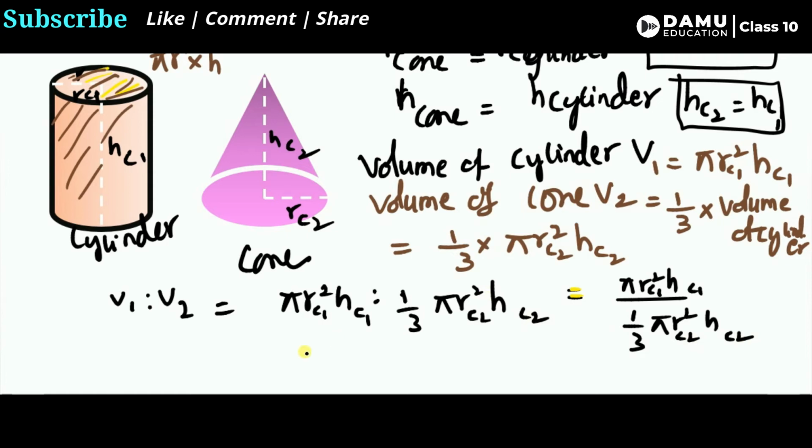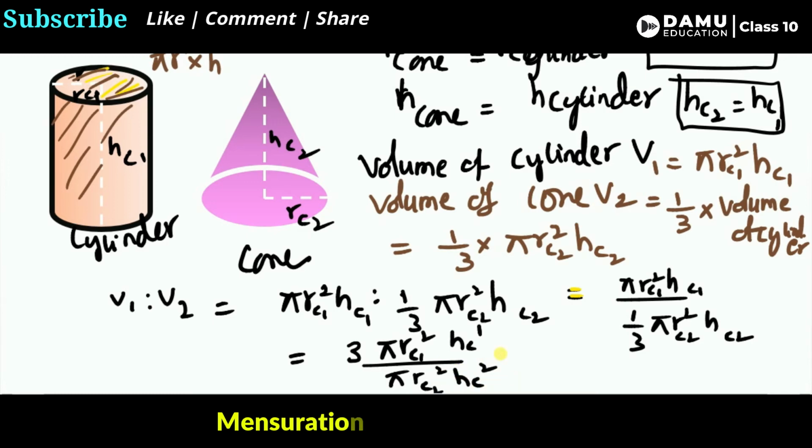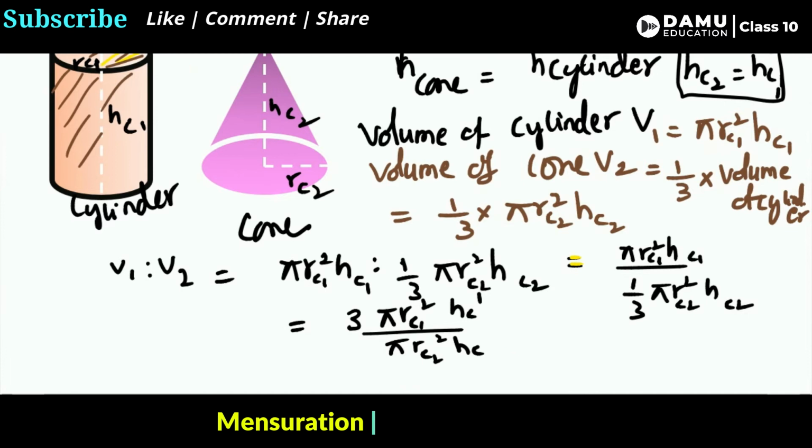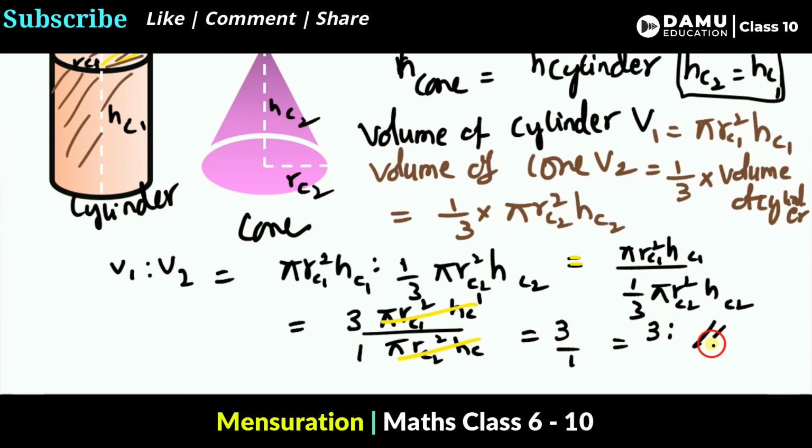This one will reciprocate, that is 3 pi R_C1 whole square H_C1 whole divided by pi R_C2 whole H_C2 whole. Sorry, here it will not get a square. Let's cancel. Both are equal, right? So we need to cancel. Then what do we get? The final value will be equal to 3 over 1, so we get 3:1. Hence we have shown it.